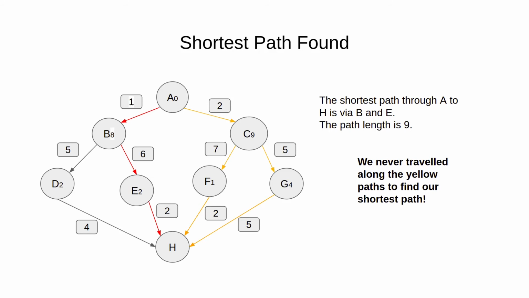Note that in the entire process we never traveled along the yellow parts of the graph. Now this is the main advantage of an A star search algorithm. If our heuristics are accurate enough, we need not explore the entire graph to find the shortest path. In other search algorithms like Dijkstra, we need to explore the entire graph to confirm that the path that we found is the shortest one.